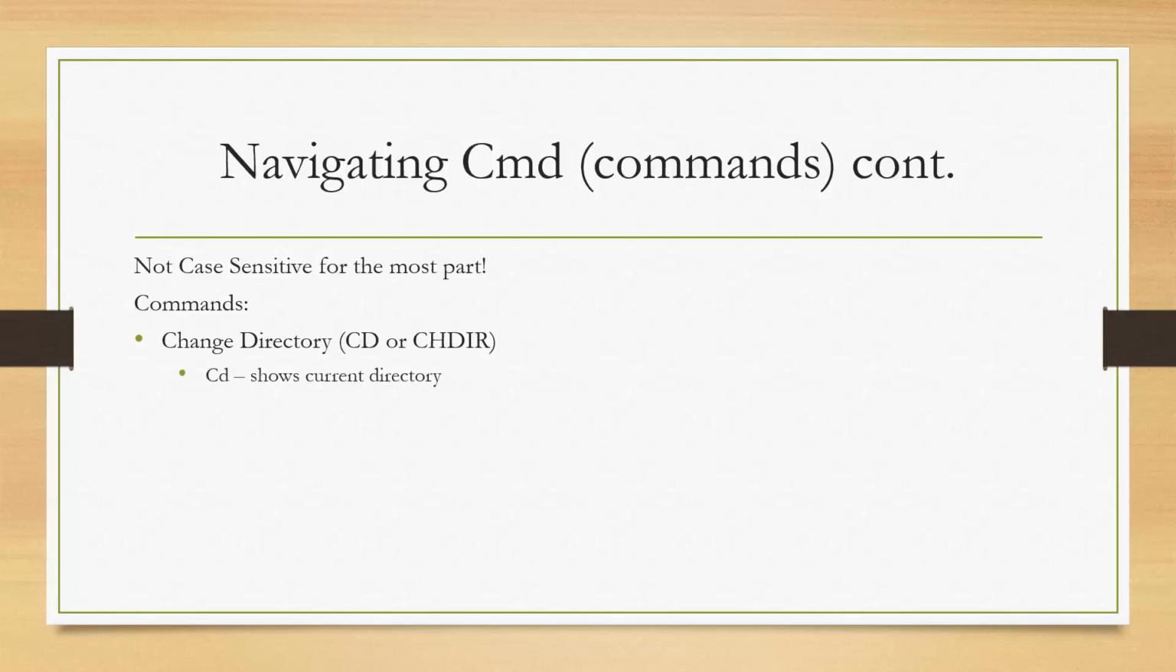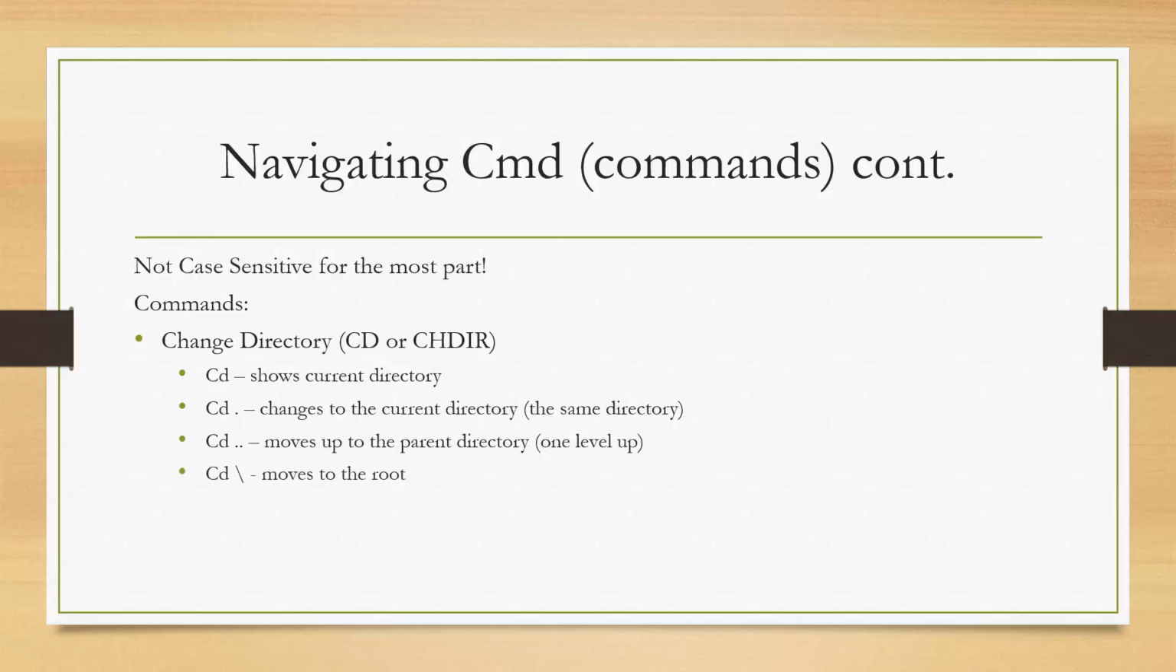Simply typing cd in command prompt will show us the current directory. And the same goes for cd followed by a period character. With cd followed by two consecutive period characters, cd .., we move up to the parent directory, one level up.